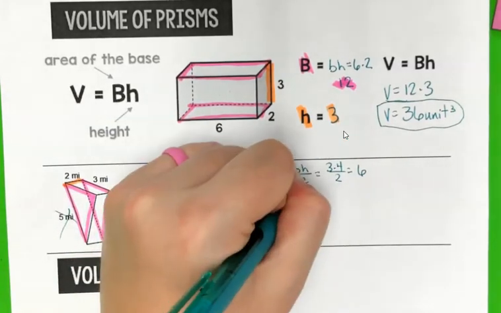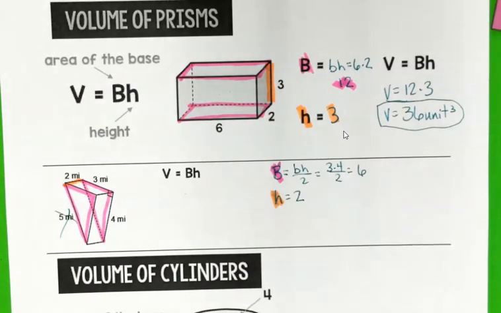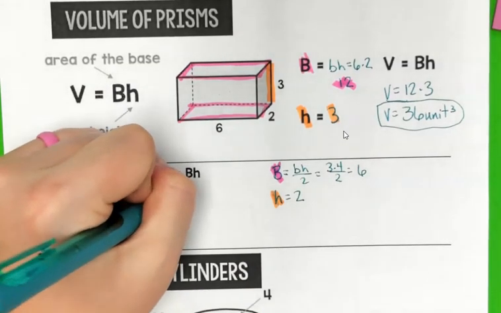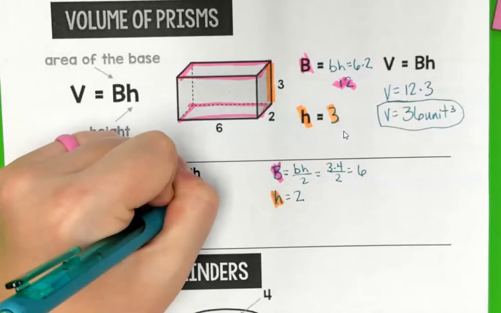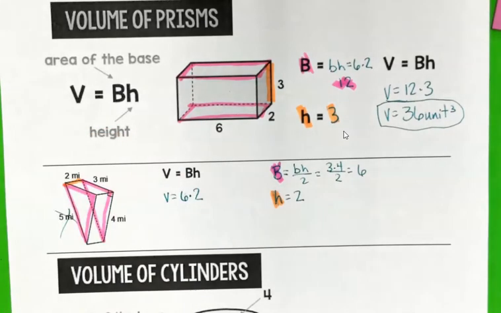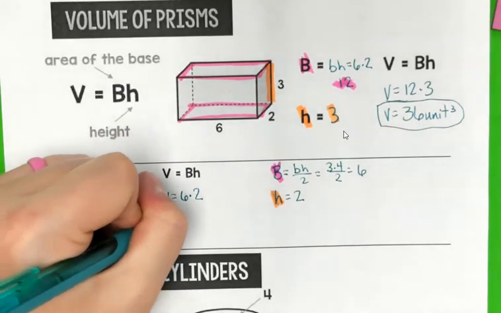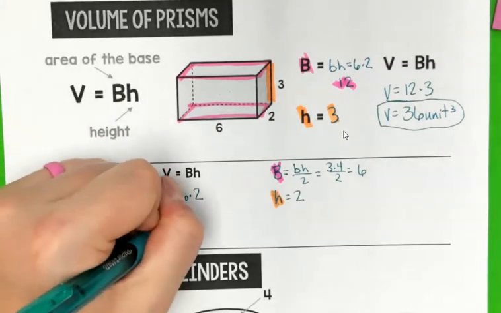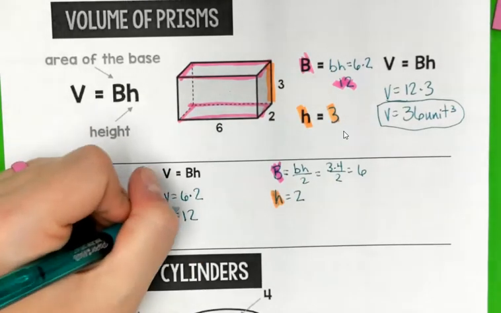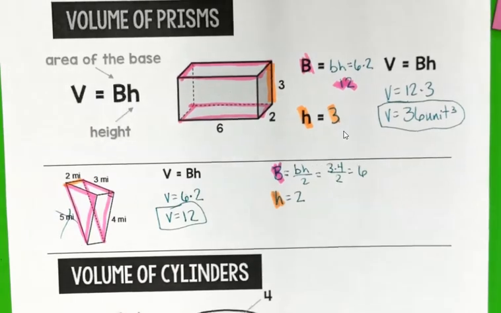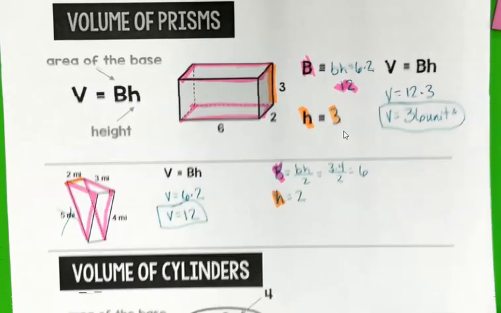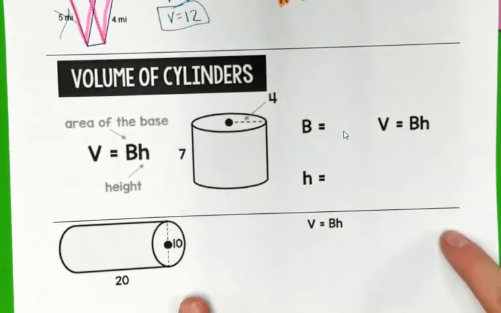And then the height, how far apart are they? They're 2 units apart. So the volume will be 6 times 2, which is 12. So as you can tell, these go a lot faster.